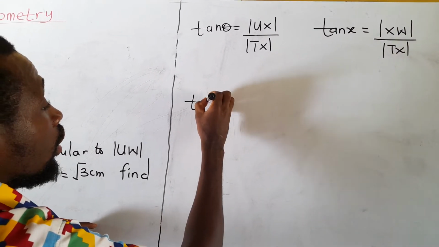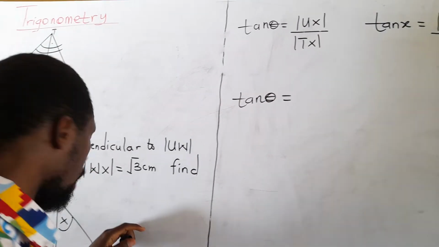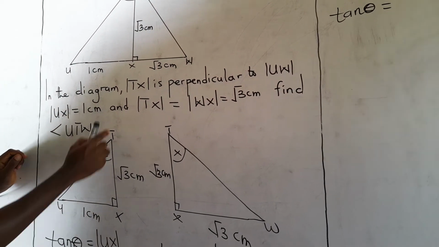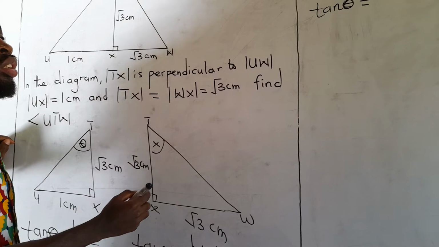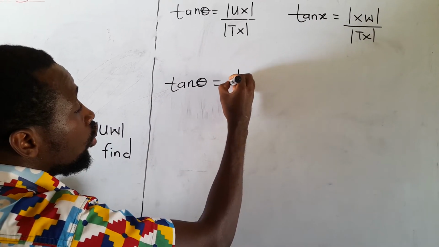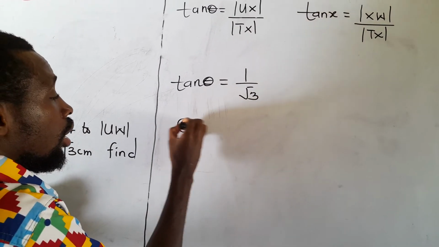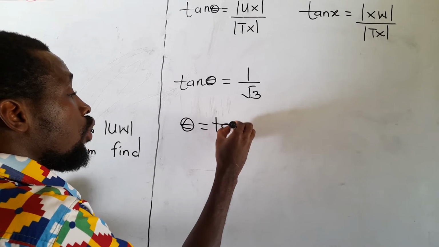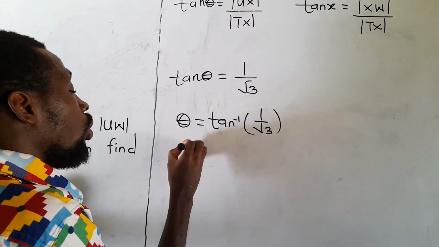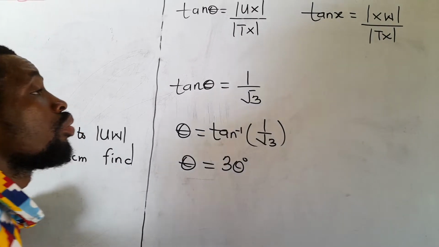We can say our tan theta will be equal to, what's our UX? We come to the diagram. UX is 1 centimeter and TX is root 3. So we can say that tan theta is equal to 1 over root 3. Then theta will be equal to tan inverse of 1 over root 3. When we do that, theta will be equal to 30 degrees.